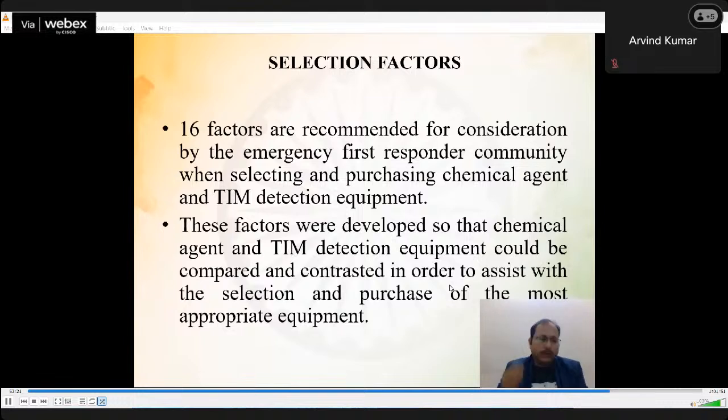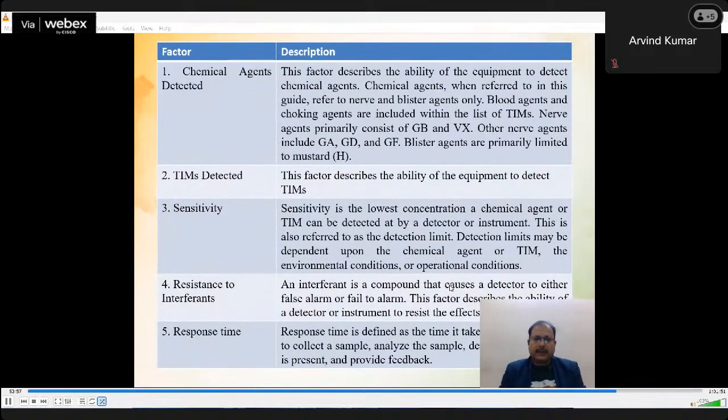For example, it is not always that you are going to use it on the field, but you want certain priorities. These are the priorities which we can focus upon, and then only we can focus upon the purchasing of the equipment. These factors were developed so that chemical agents and toxic industrial material detection equipment could be compared and contrasted in order to assist with the selection and purchase of the most appropriate equipment. So we will see one by one which factors are being used by responders, as decision makers, to guide your fellow colleagues or system, so that it can be used. So the first factor is chemical agent detected.